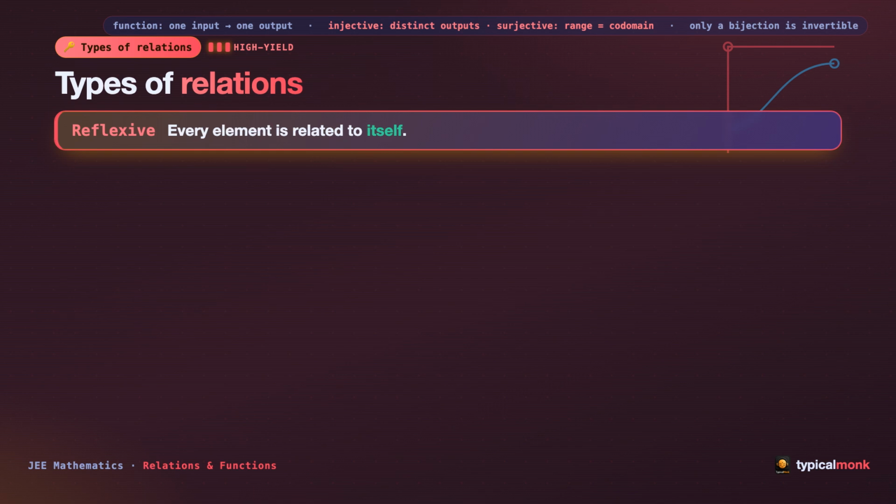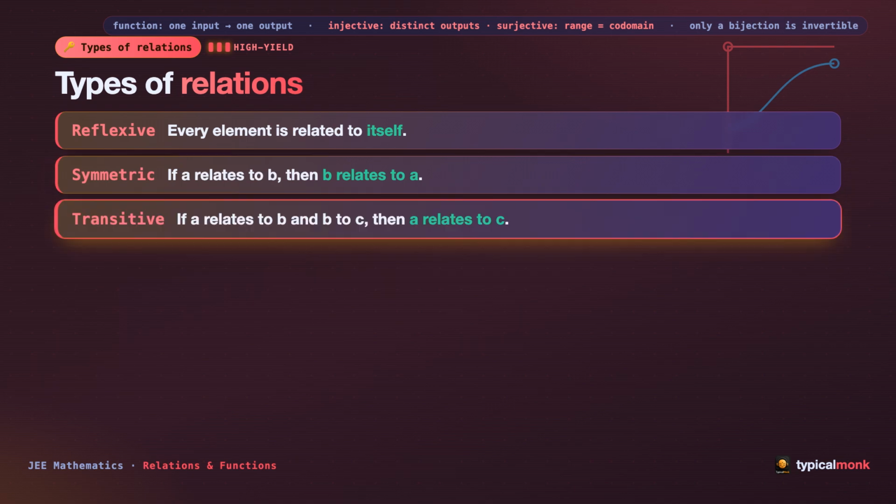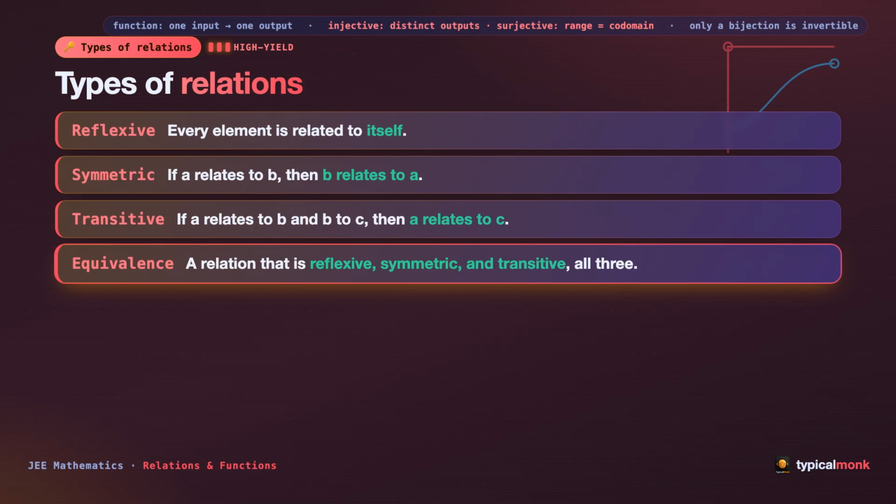Now, the types of relations. Reflexive: every element is related to itself. Symmetric: if A relates to B, then B relates to A. Transitive: if A relates to B and B relates to C, then A relates to C. Equivalence: a relation that is reflexive, symmetric, and transitive, all three at once.